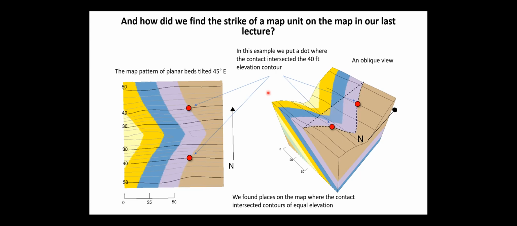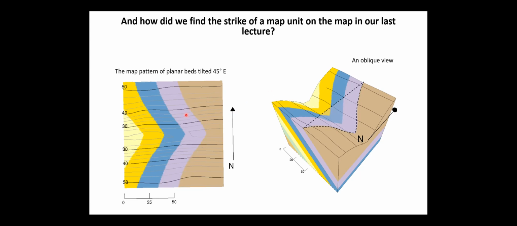The first most basic thing we can see is really just the general dip direction of the contact by simply noting the direction that the apex of this V is pointed. Okay, so the apex of the V as it crosses a valley is going to point in the direction of dip. So just qualitatively, I can look at this map and say these beds are tilted to the east.